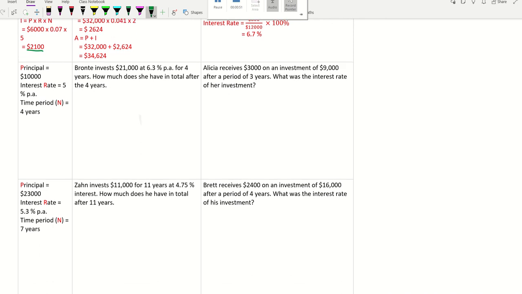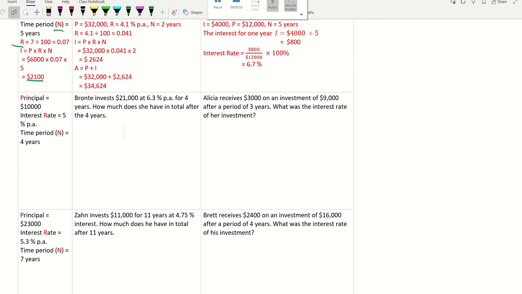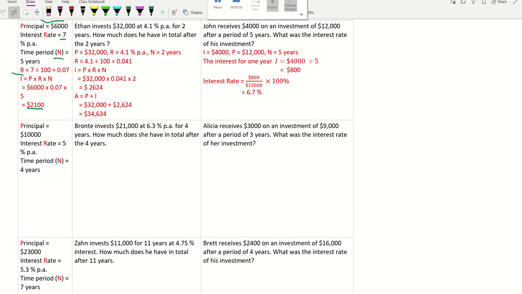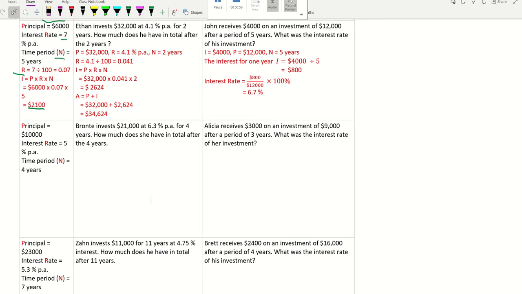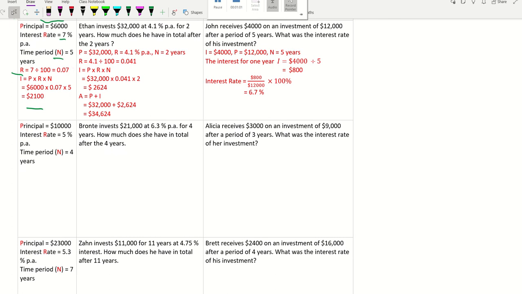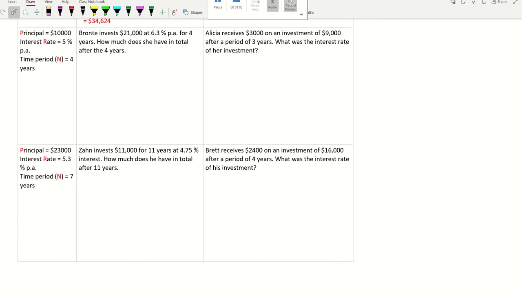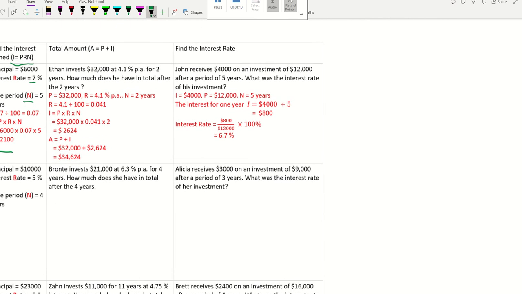So there were two other questions that are like that. You're simply using those. In the second one, principal is 10,000, interest rate is 5% per annum, time period is 4 years. In the one underneath, our principal is $23,000, interest rate 5.3%, time period 7 years.